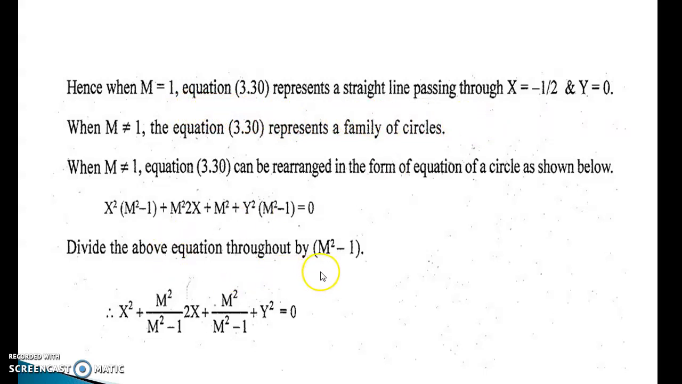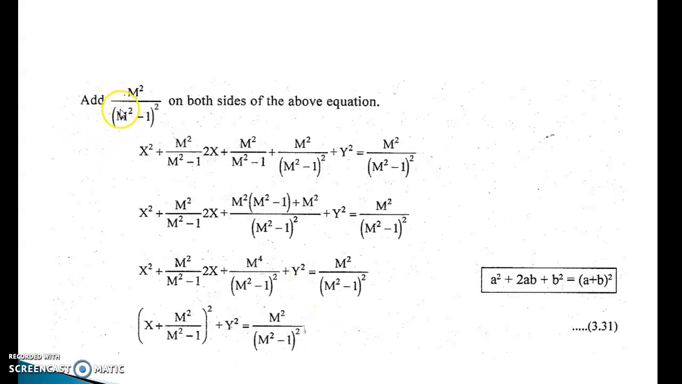Then we will get x square plus m square by (m square minus 1) into 2x plus m square by (m square minus 1) plus y square is equal to 0. Add (m square by (m square minus 1)) whole square on both sides of the above equation. We have x square plus m square by (m square minus 1) into 2x plus m square by (m square minus 1) plus (m square by (m square minus 1)) whole square plus y square is equal to (m square by (m square minus 1)) whole square.